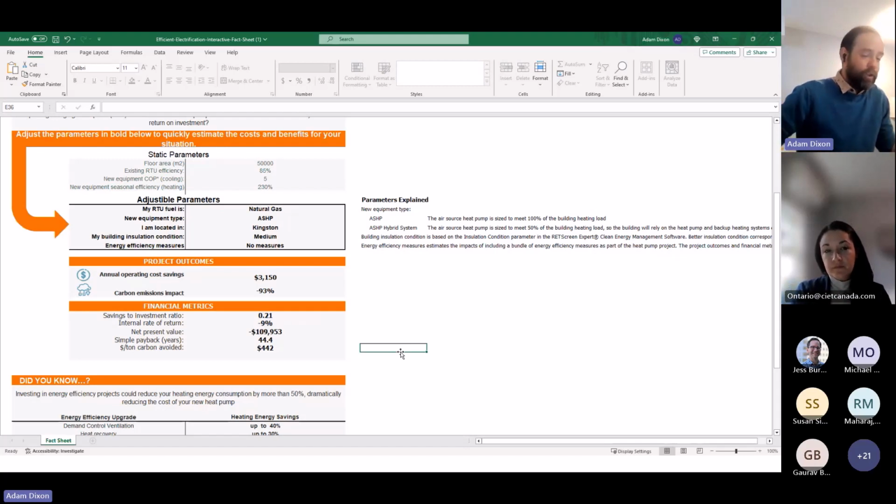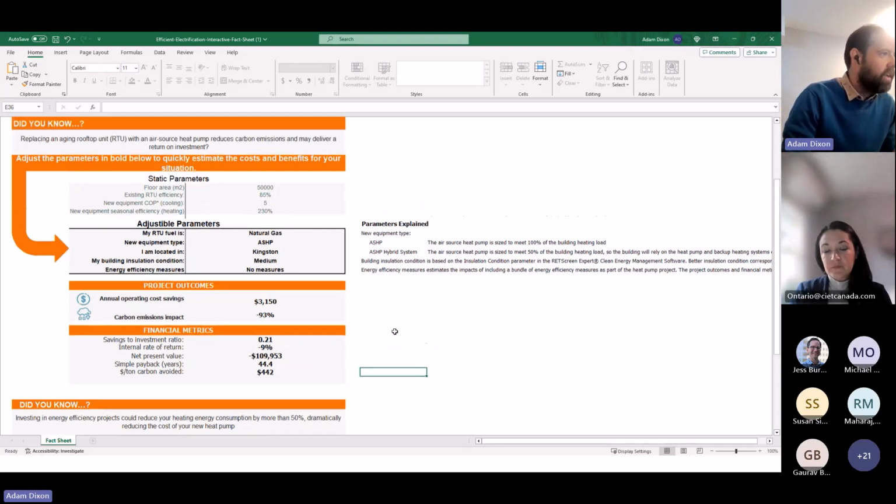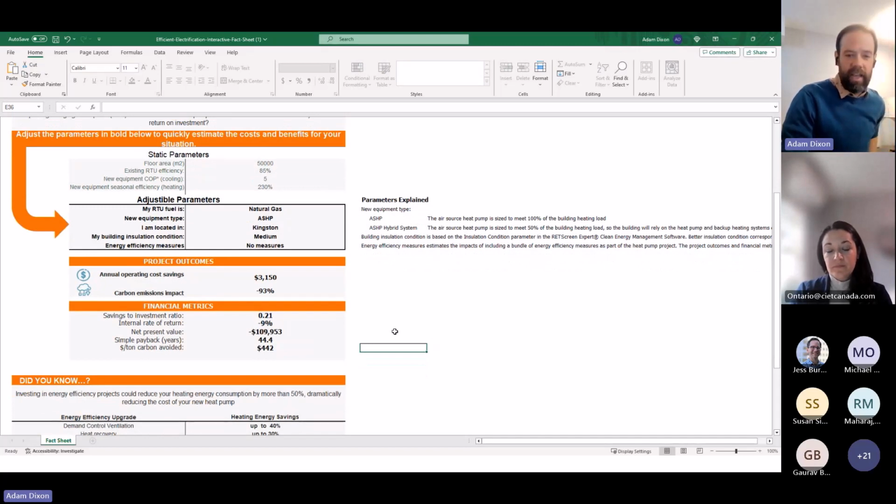So right now you're losing almost $110,000 over the, I forget the lifespan or the timeline we looked at this on, but we're losing about $110,000 on this one. So right now this doesn't look very good. The simple payback on this is 44 years. Again, very long. This heat pump probably is not going to last 44 years.